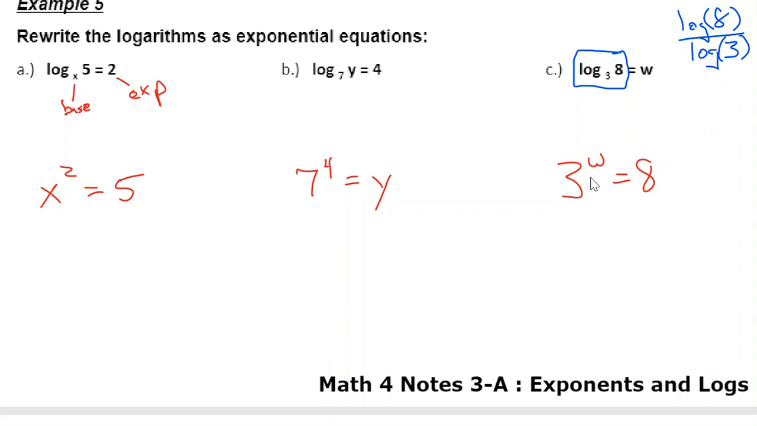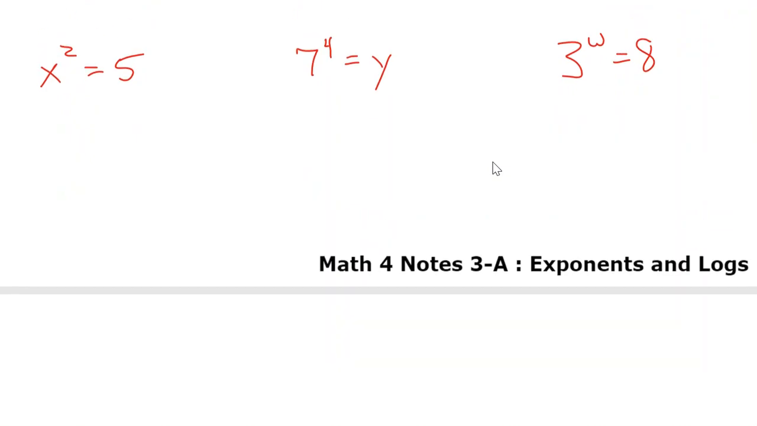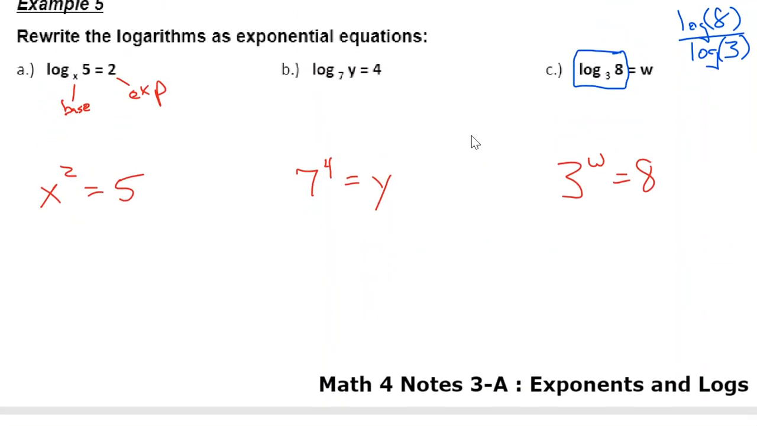Life is good. So there is a reason that sometimes we switch back and forth between the languages, between exponential and logarithm. Okay, now that is the last of those, so that is the end of your notes.